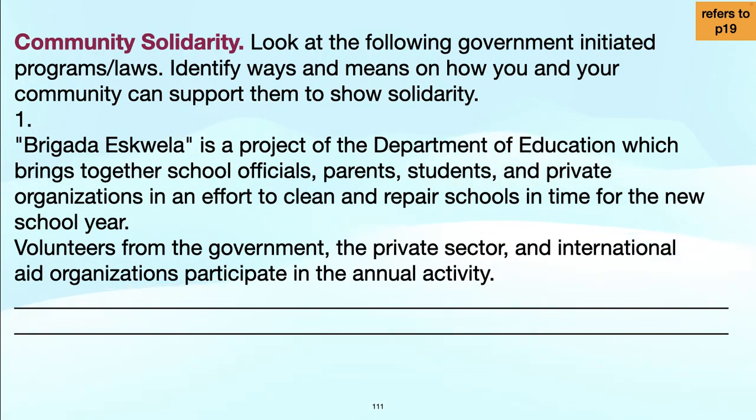Community solidarity. Look at the following government-initiated programs or laws and identify ways and means on how you and your community can support them to show solidarity. One, Brigada Escuela is a project of the Department of Education which brings together school officials, parents, students and private organizations in an effort to clean and repair schools in time for the new school year. Volunteers from the government, the private sector and international aid organizations participate in the annual activity.